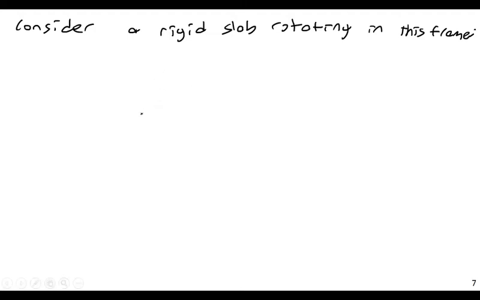Okay, so let us look at this here. So I'm going to say, in this frame, I'm trying to figure out what I want to call this. I don't like the symbol in these notes. Maybe I'll just say curly F, fancy F, for the slab that is rotating here.